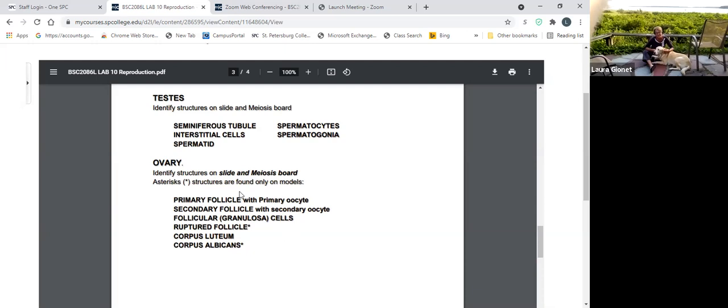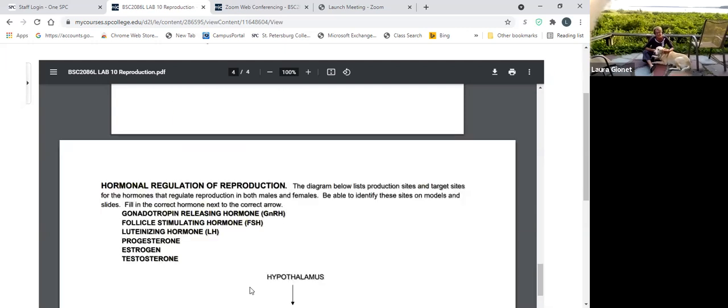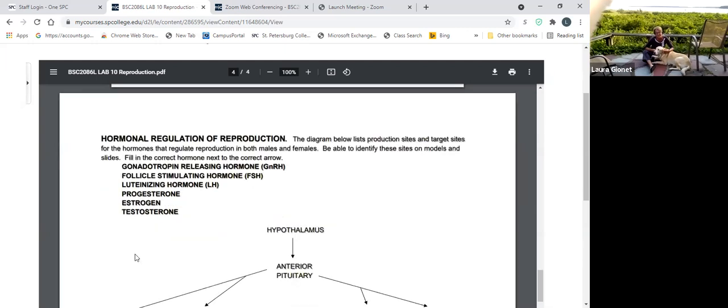And when they're very small, like a primordial follicle to a primary follicle, you have an oocyte with maybe a single layer of follicular cells surrounding it. But as it completes meiosis 1 and enters meiosis 2, it not only develops more layers of follicular cells surrounding it, but the oocyte also gets larger and larger still. So it becomes fairly easy to recognize. Okay, and then we have hormonal regulation of reproduction.